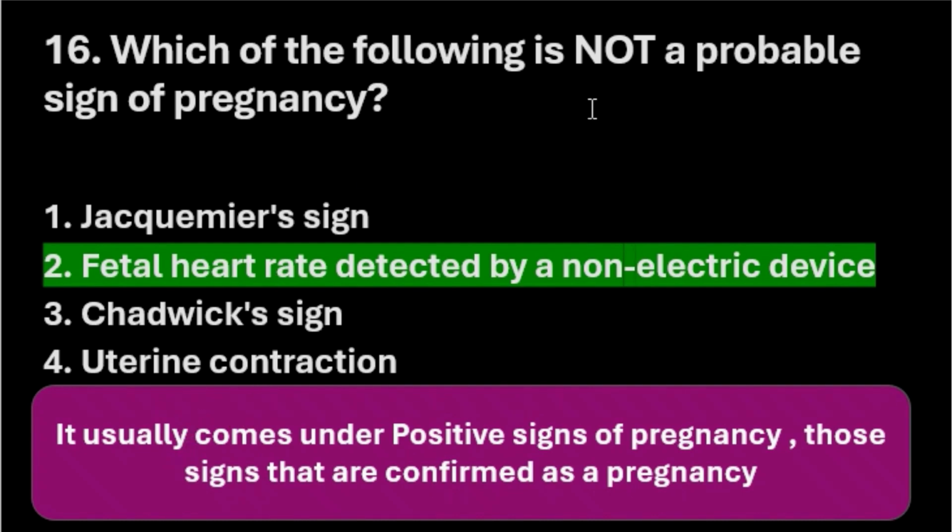Here the note is a negative word, so fetal heart rate detected by a non-electric device is more specific. It usually comes under a positive sign of pregnancy. Those signs are confirmed as pregnancy. So this is a positive sign. Others are probable signs.